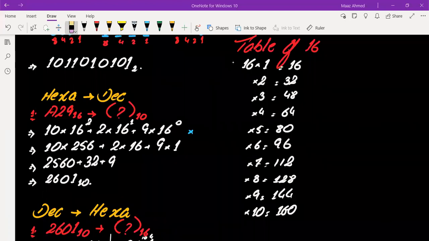10 होती है. That's the reason I wrote 10 over here. Okay. Got this point?